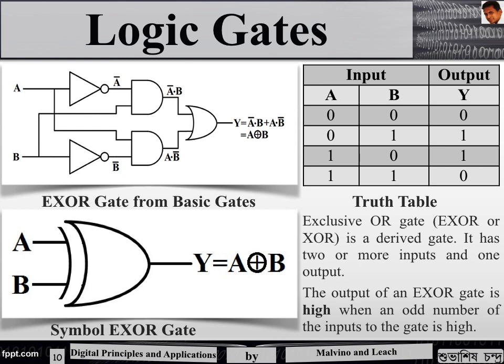So if we see the truth table, when both the inputs are 0 or when both the inputs are 1, we get output to be 0, and when both the inputs are different, we get the output to be 1. This is the classical definition for the EXOR gate, a two input EXOR gate. But the general definition is the output of an EXOR gate is high when an odd number of the inputs to the gate is high.